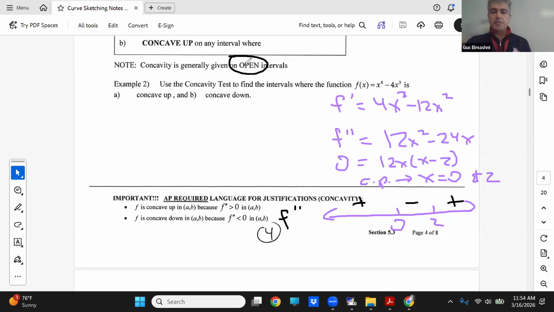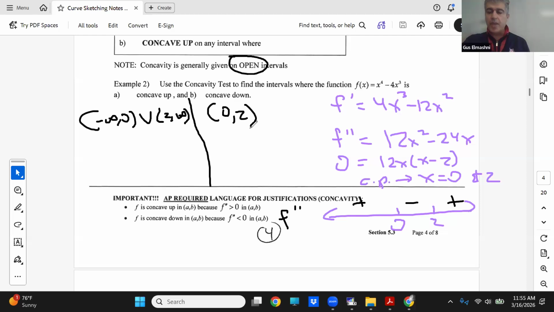That's because when f double prime is equal to 0, you're neither concave up nor concave down. So you can give these as open intervals. You're concave up from negative infinity to 0, union 2 to infinity, right? You're concave down from what to what? 0 to 2. And you give them as open intervals, by the way. So questions?